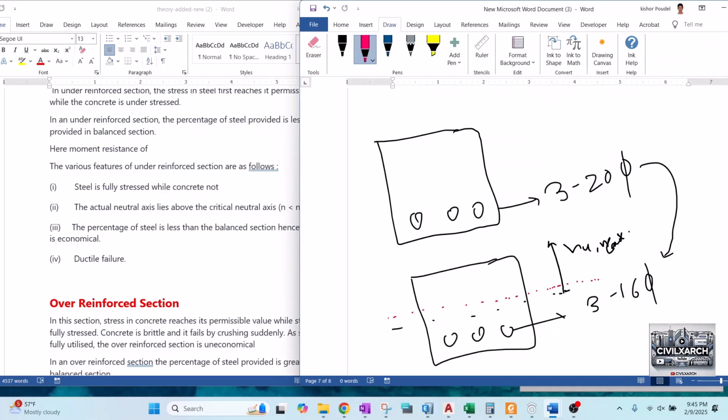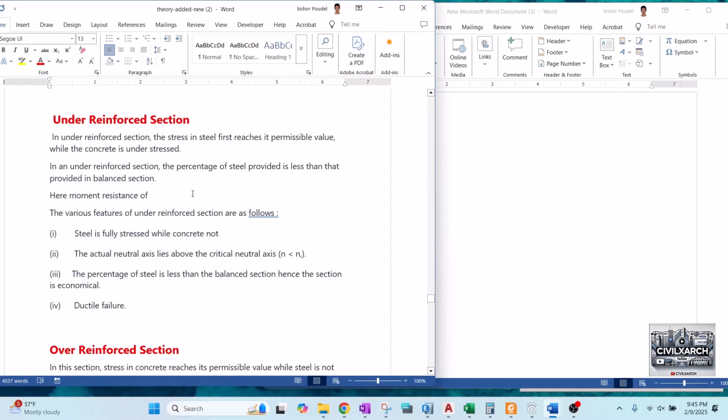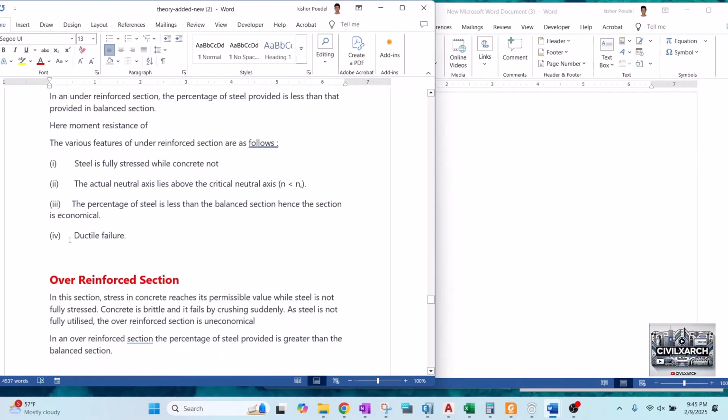So that means this part is far away from the actual neutral axis. The under reinforced section has a lower percentage of steel than that of the balance section, so it offers ductile failure.